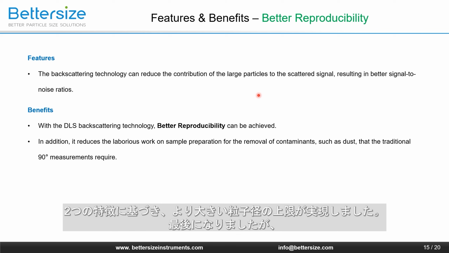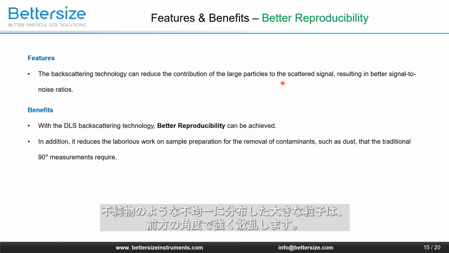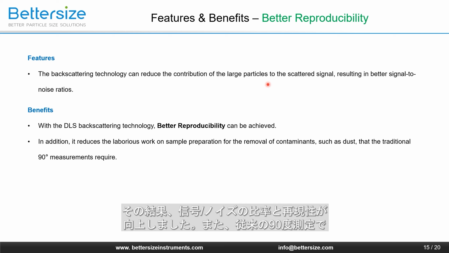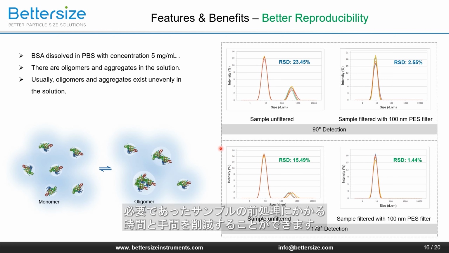Last but not least, one of the important benefits is better reproducibility. According to Mie scattering theory, large, unevenly distributed particles, such as dust and impurities, scatter stronger at forward angles. The backscattering technology can reduce the contribution of the large particles to the scatter signal, resulting in better signal-to-noise ratio and reproducibility. And it reduces the laborious and time-consuming work on sample preparation that traditional 90-degree measurements require.